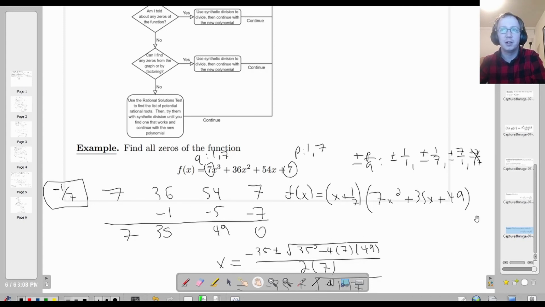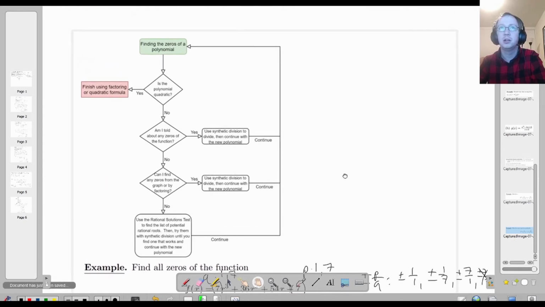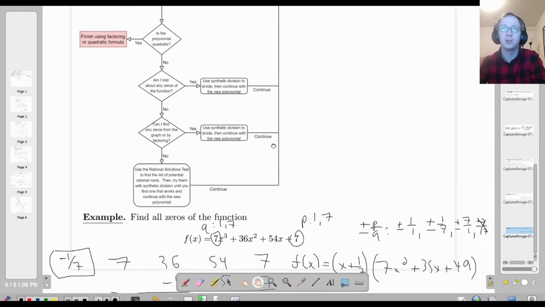With synthetic division, I divided that out. Now I have a quadratic. So I start my process over with that quadratic, and I do know how to solve quadratics. Just use the quadratic formula there.